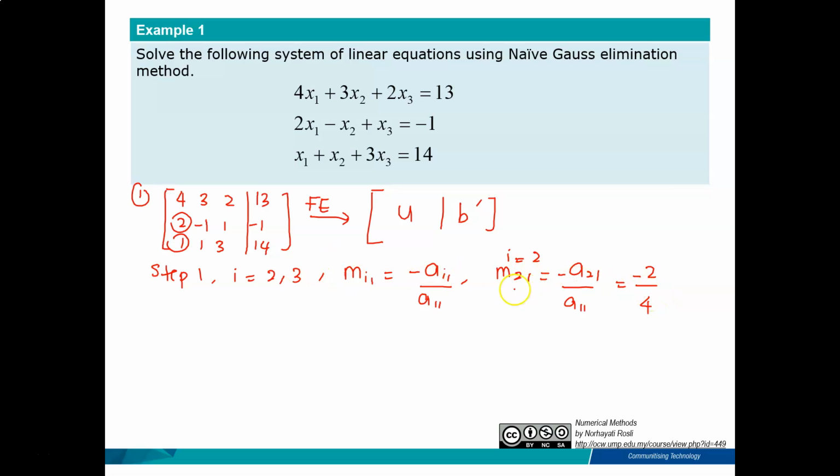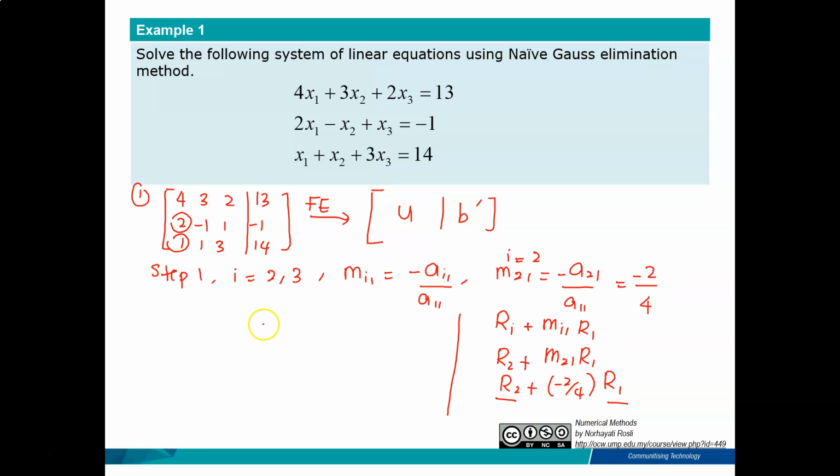And then class, based on this, you need to find your row operation formula, which is given by Ri plus mi1 R1. So here for i equal to 2, R2 plus m21 R1, means R2 plus negative 2 over 4 times R1. This one refers to row 2, this one refers to row 1. You have to write in terms of R2 and R1. We cannot substitute with the values. We will see later why we need to write it in terms of these.